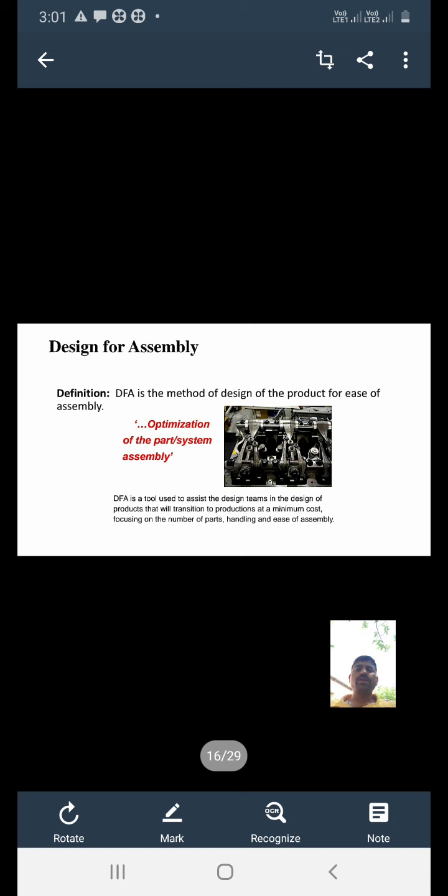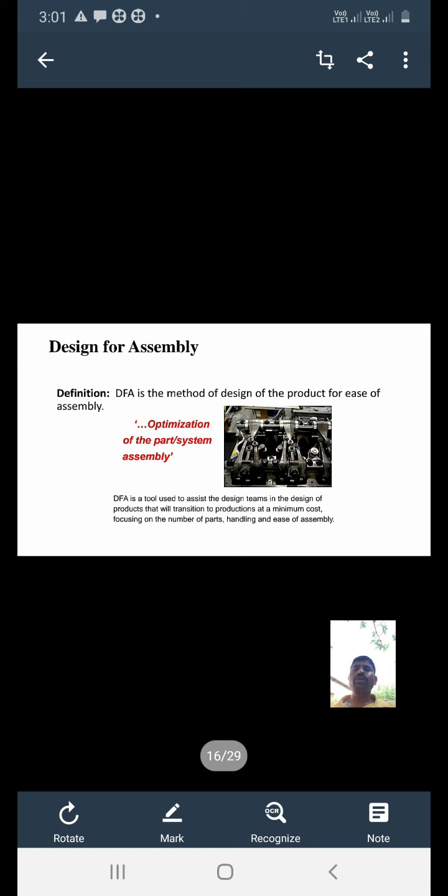DFA is the method of designing a product for ease of assembly. DFA is the tool used to assist the design teams in the design of products that will transition to production at a minimum cost, focusing on the number of parts, handling and ease of assembly.